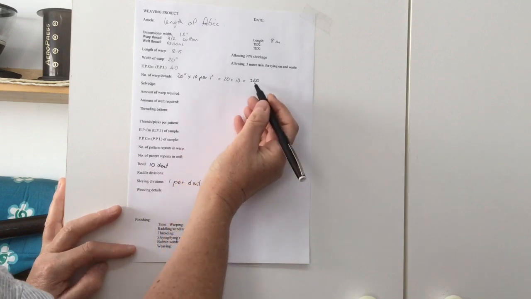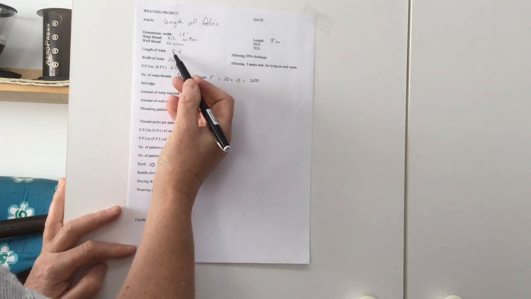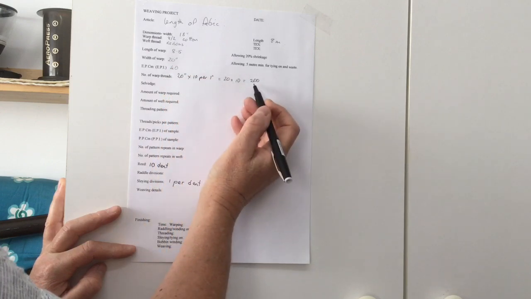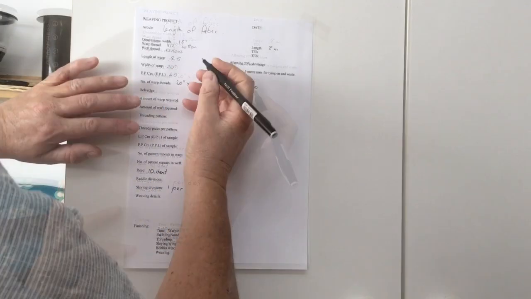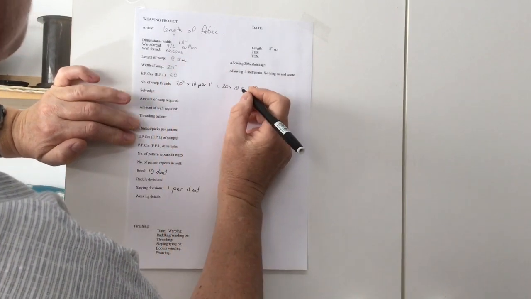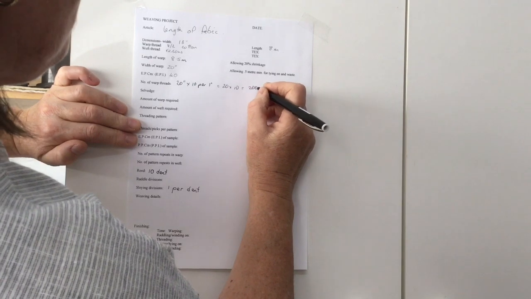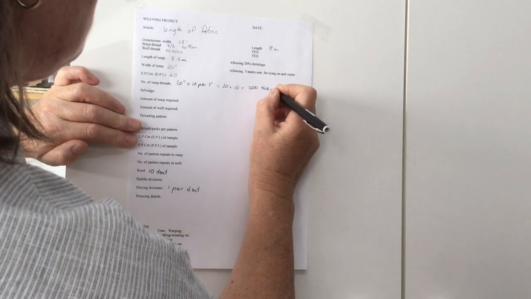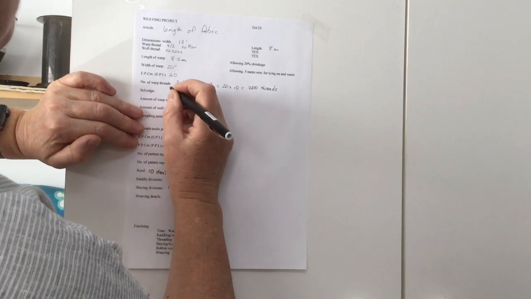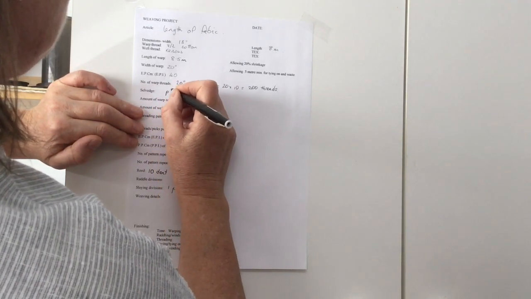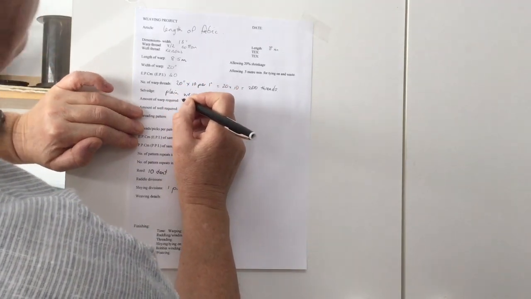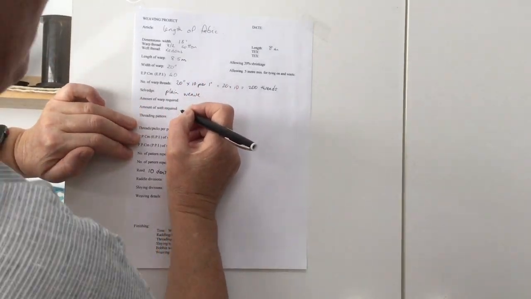So that means we need 200 threads, 8.5 metres long, because that's the length of the warp and that's the number of warp threads. Just to make things clear, I'm going to write that that is 8.5 metres for the length of the warp, and the number of warp threads is 200 threads. Selvage is not going to be an issue because we're doing plain weave. So we'll just write plain weave just for reference. We're not going to worry about amount of warp required or amount of weft required at the moment.